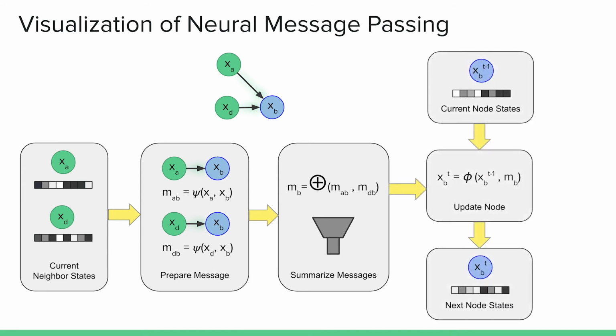And once we have this, we take the current state of the node XB at a time step t-1. We process that together with the aggregated message that we've received from all of our neighbors, and then we arrive at the next node state.